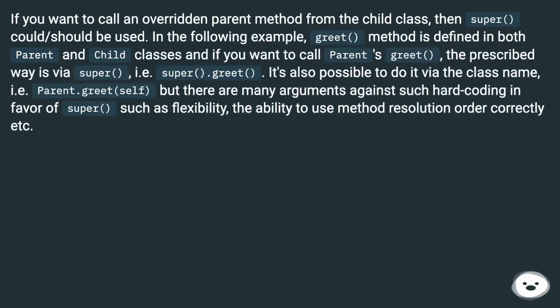If you want to call an overridden parent method from the child class, then super should be used. In the following example, the greet method is defined in both parent and child classes, and if you want to call the parent's greet, the prescribed way is via super, i.e. super().greet(). It's also possible to do it via the class name, i.e. Parent.greet(self), but there are many arguments against such hardcoding in favor of super, such as flexibility, the ability to use method resolution order correctly, etc.